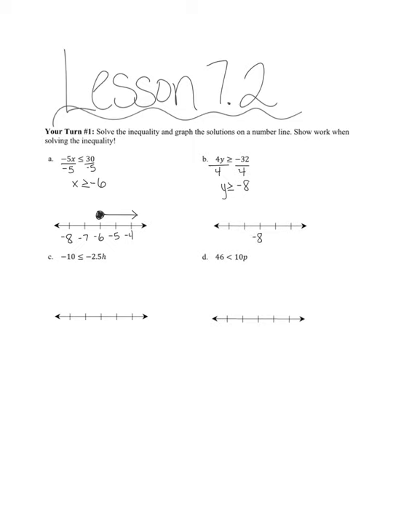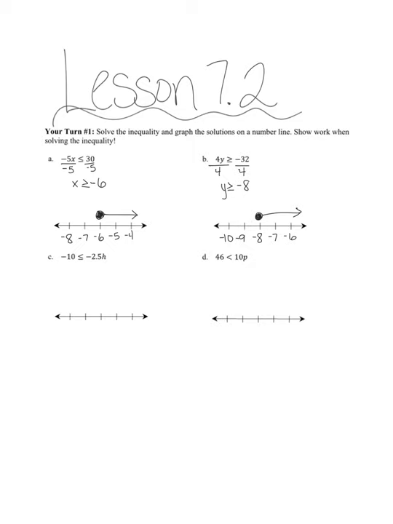And here I've got negative 9 to the left, negative 10. Negative 7, negative 6. Make my circle because it's also equal to. I'm going to fill this in again. And my line is going to go to the direction of values that are greater than negative 8. So my line is going to go to the right.